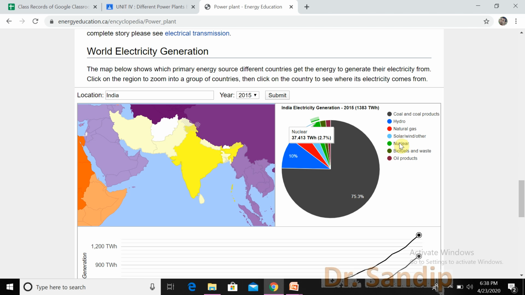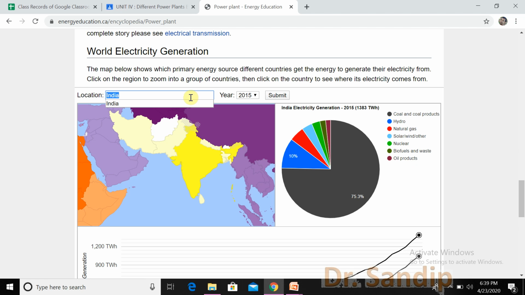We know the nuclear power plants situated in Kalpakkam and some other places. Then we have biofuel and waste, which should also be encouraged, because this is an energy source which might sometimes be renewable. Waste is something you are not using, and if you can use it for generating electricity, that is very much desirable. And then finally the oil products. Most of them are non-renewable sources, except solar, wind, and waste. So that way you can explore this.